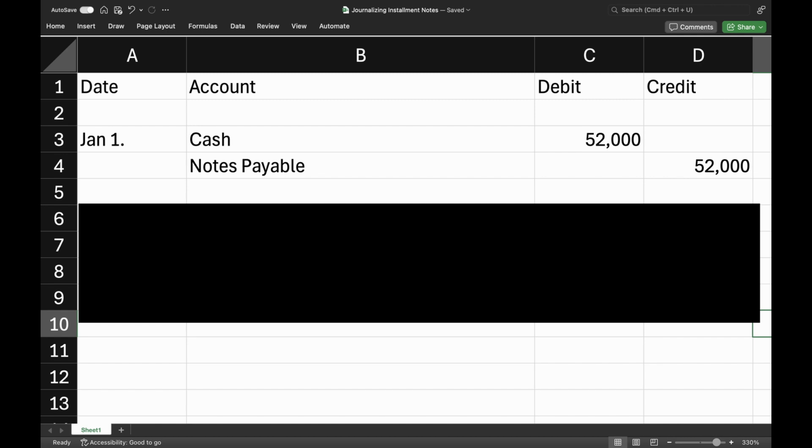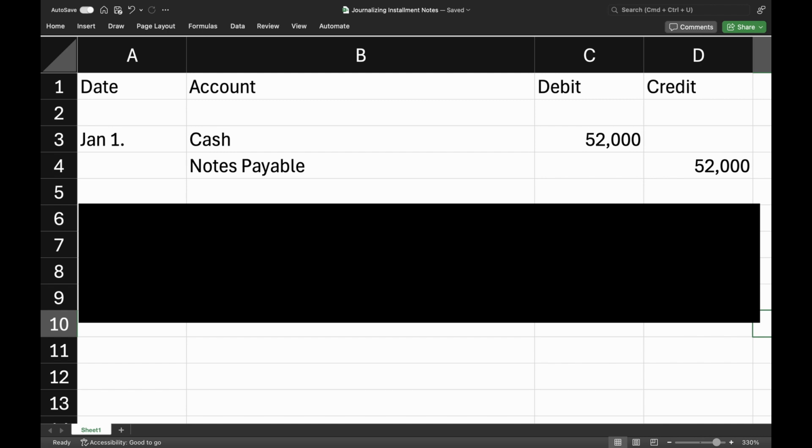First, we need to put the date, which for us can just be January 1st. Then we need to put the two accounts being affected, which are the cash account and the notes payable account. The cash account goes first because it is an asset account that is increasing due to the transaction. The notes payable account goes second because it is a liability account that is increasing due to the transaction. The balance of both accounts is $52,000, as that is the price the company issued the notes at.